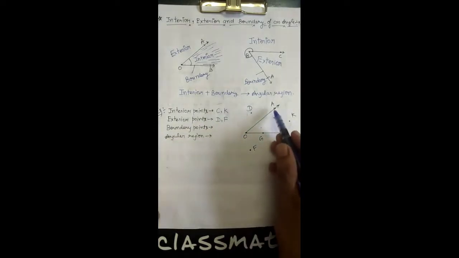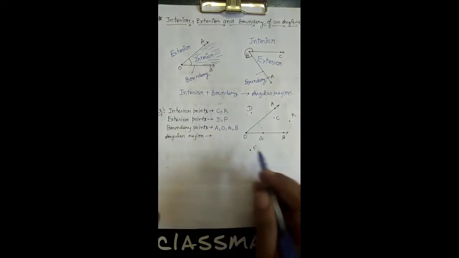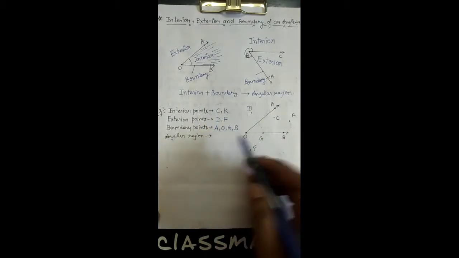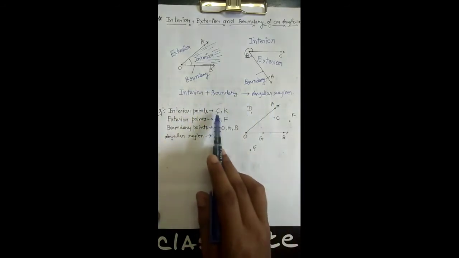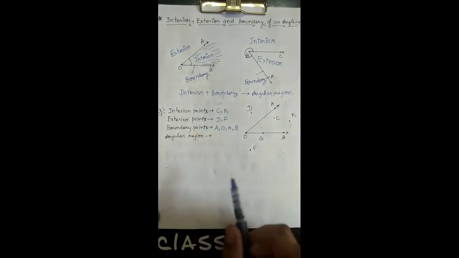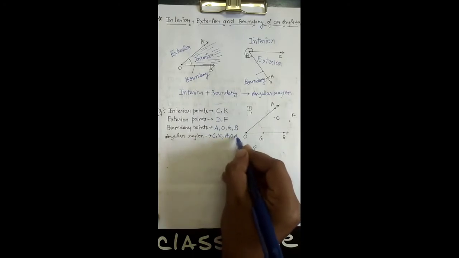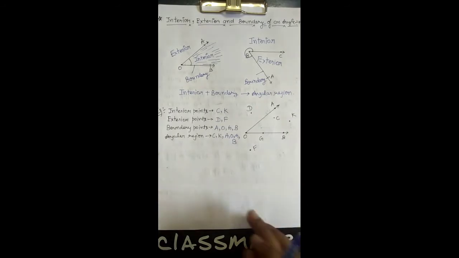Now the boundary points are point A, O, G, B. You have to put commas in between them because we are writing points. Now the angular region, as we have discussed, interior plus boundary is known as angular region. So interior points C, K and boundary points A, O, G, B. Let's combine them: C, K, A, O, G and B. All these points lie in the angular region. So this is our complete topic of interior, exterior and boundary of an angle.